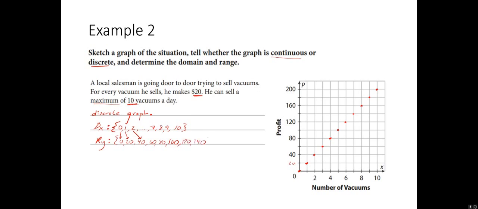140, 160, 180, and lastly 200. That's where he maxes out. Okay, so again, this matches the situation. He sells 10, he gets 200 bucks. He sells 0, he gets 0. Okay, so this is how you list, especially with discrete. Discrete often doesn't have any qualities most of the time. It depends on the situation. And we start listing these numbers all broken up. Okay, so that's something common with discrete graphs.